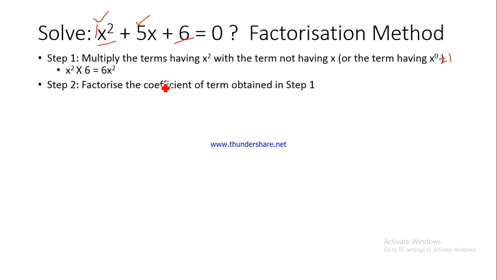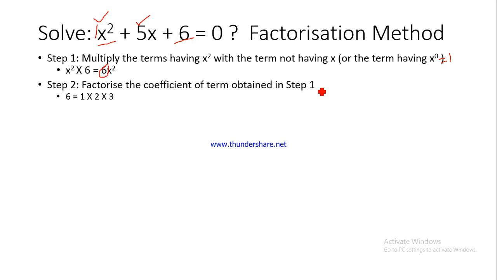So this second step says that you have to factorize the coefficient of the term obtained in step 1. So this is the term that you have obtained in step 1, 6x square, and the coefficient is this 6. Is this okay? So this 6 is the coefficient, right? So what you have to do now is factorize it. Factorize means you have to find out the factors, the prime factors. So I have factorized this 6 into 1 into 2 into 3.